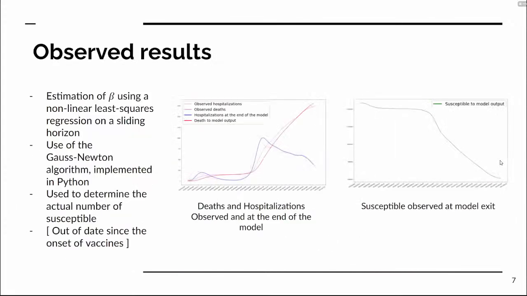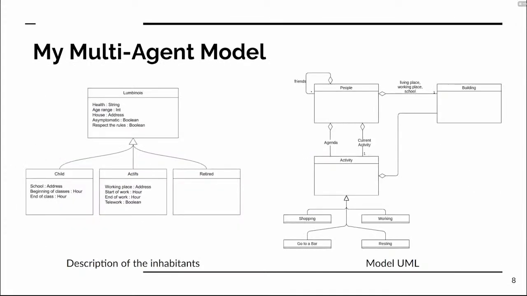Now I will make a little description of my multi-agent model, because that's the second part. I've been working on a multi-agent model. So in my model, I have studied the city of Lambin, which is a city in Isère. It's a little city of 2,000 inhabitants.